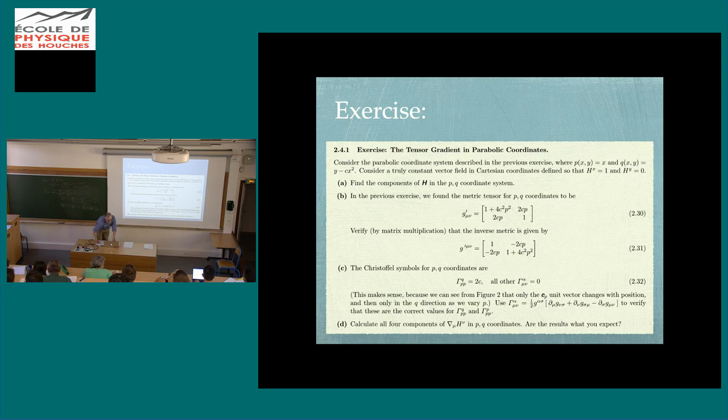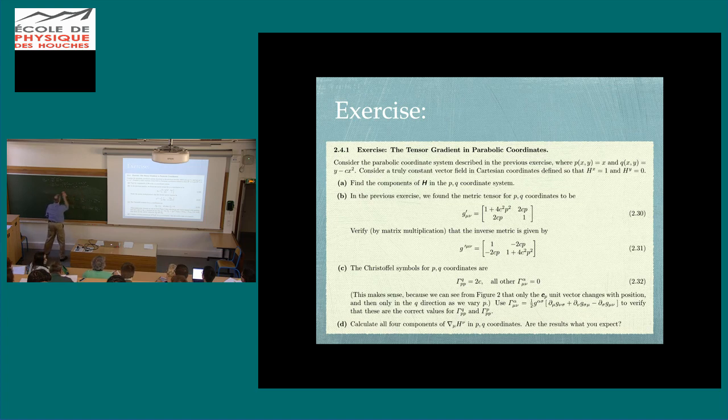So here's an exercise we can do to determine the tensor gradient in the parabolic coordinate system we were working with. Actually, I'm going to skip over that exercise. There's a lot of work there and time is short, but let's do the last part of it. Let's assume that all the rest of it works. First of all, I've got hx equal to 1 and hy equal to 0. So let's do part A anyway.